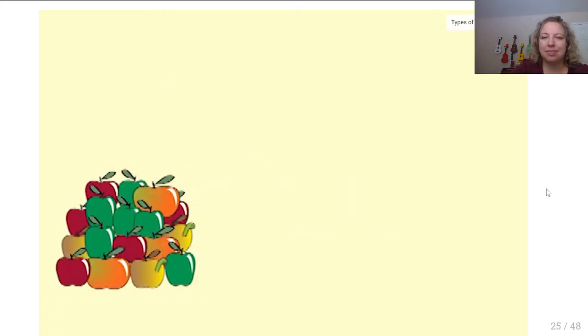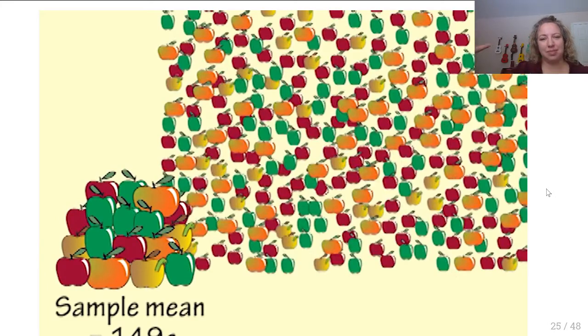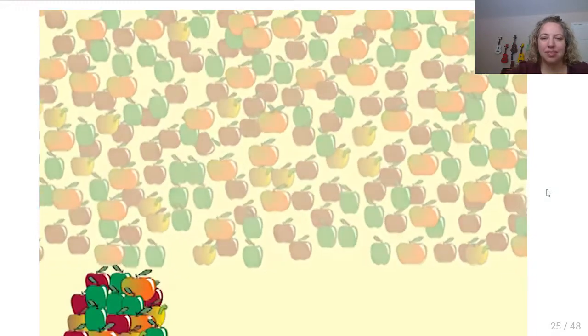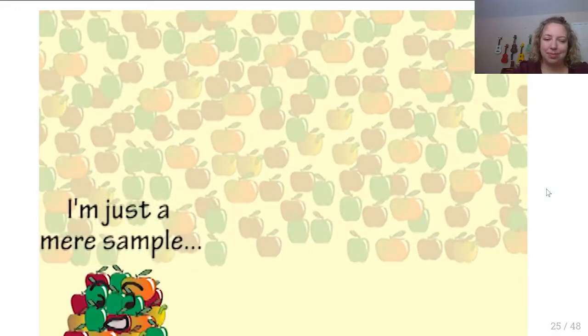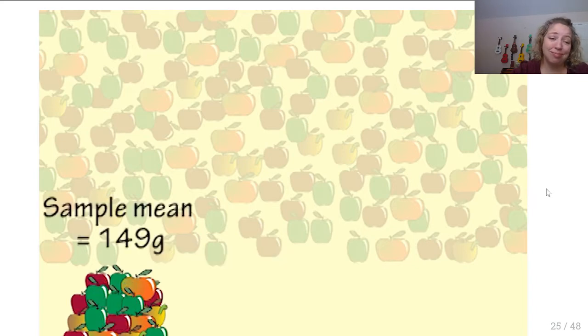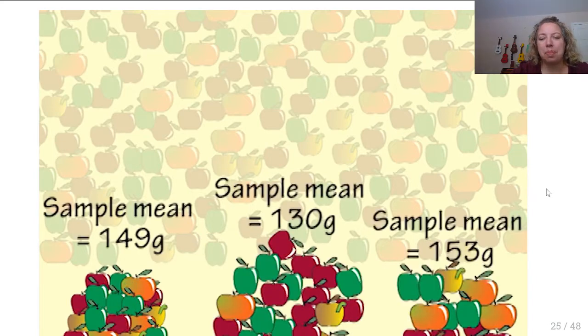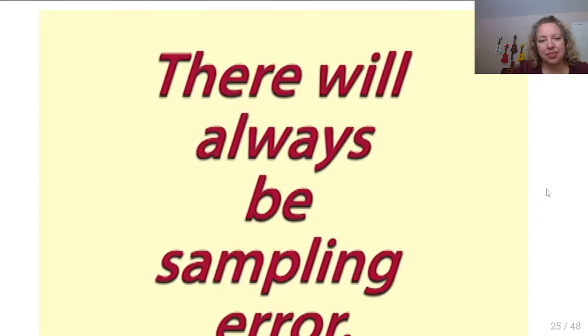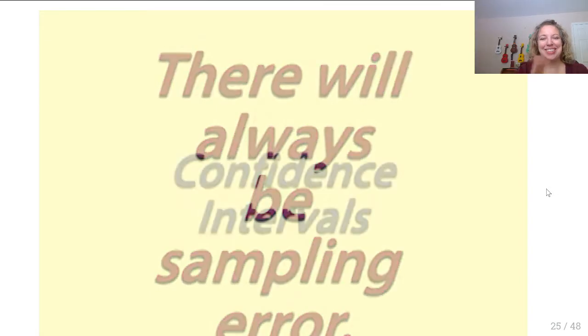Inference is when we draw conclusions about the population from the sample. Because the sample is only a selection of objects from the population, it will never be a perfect representation of the population. Different samples of the same population will give different results. This is called sampling error or variation due to sampling. There will always be sampling error.